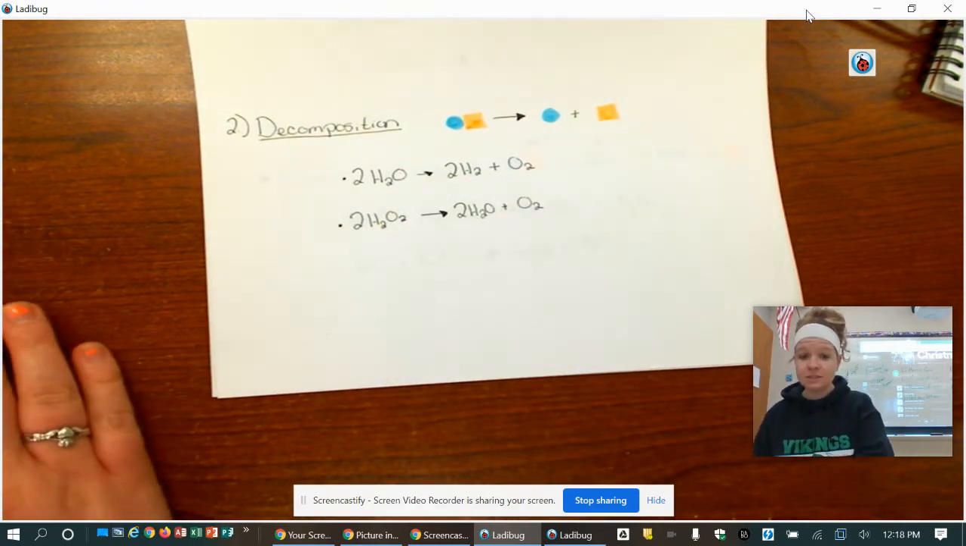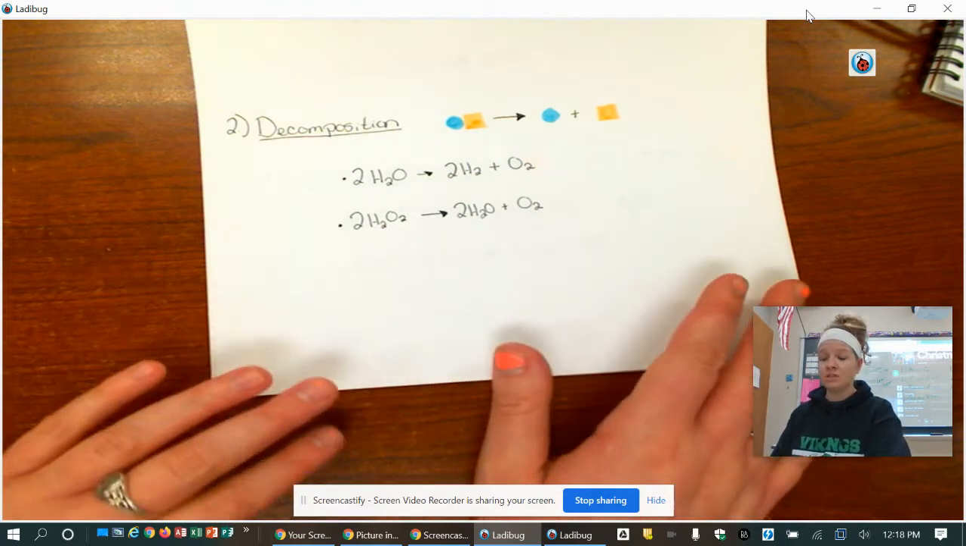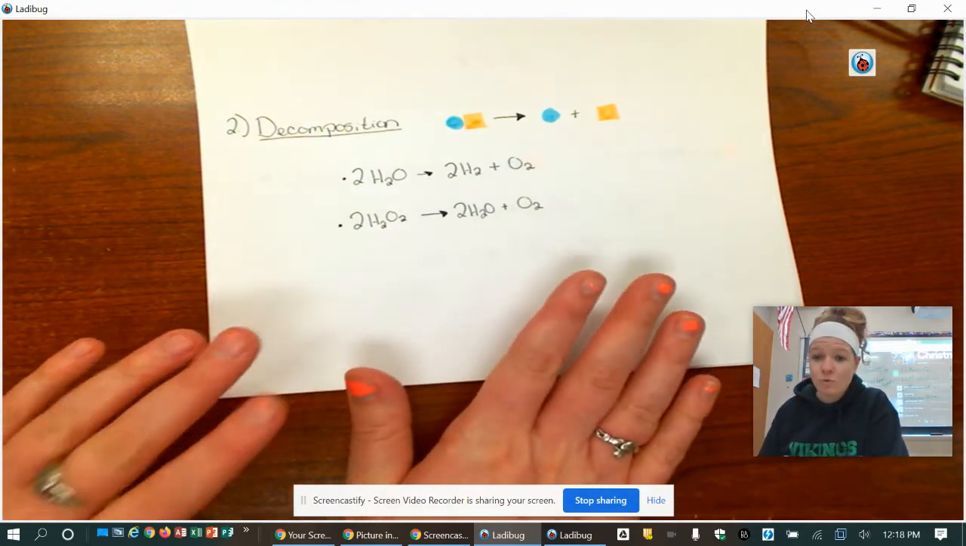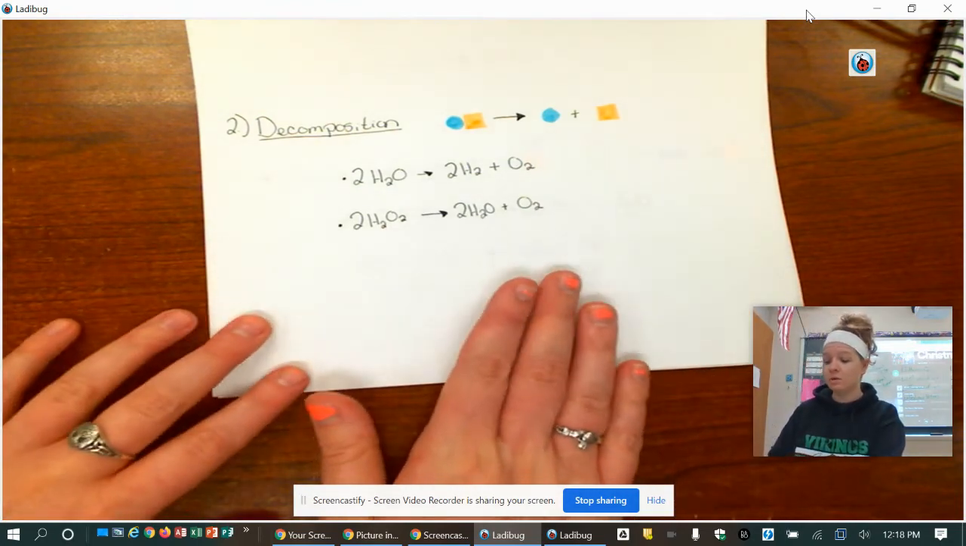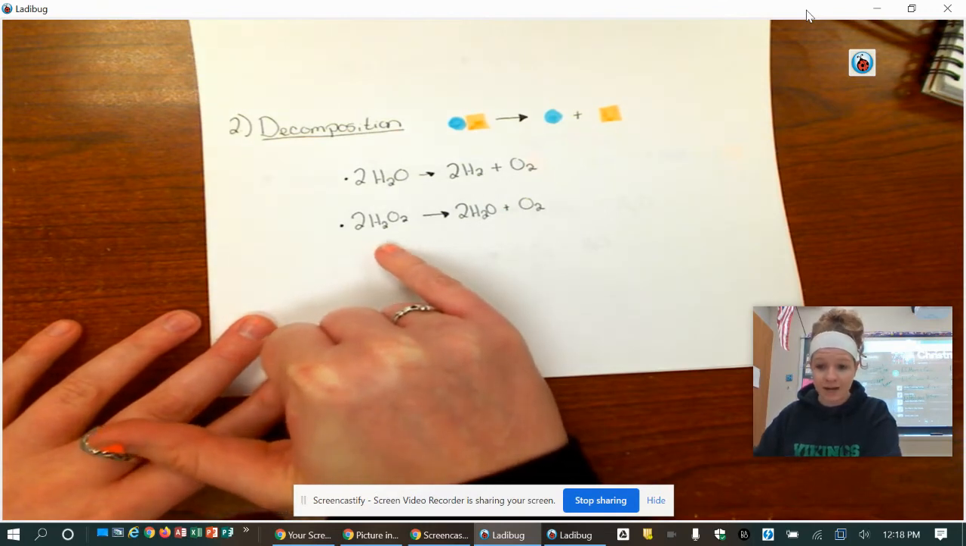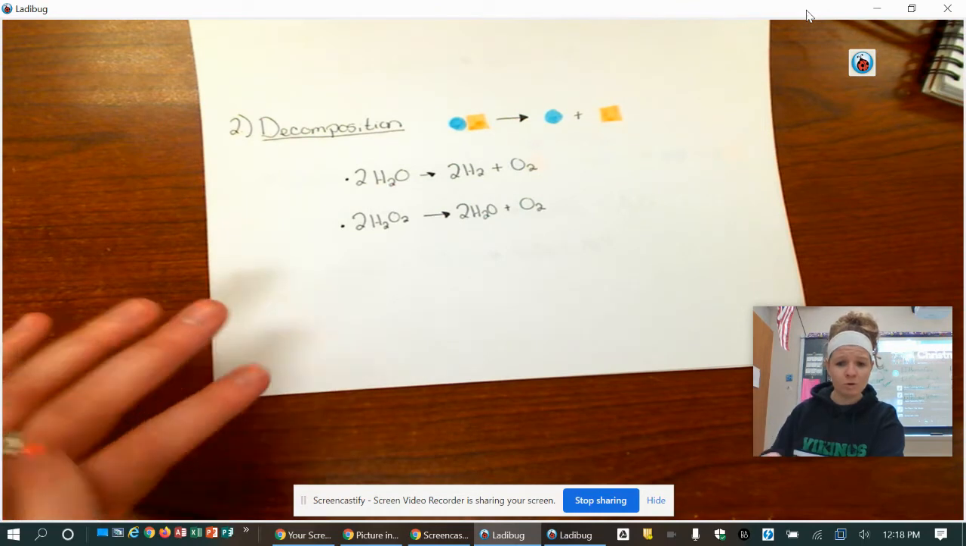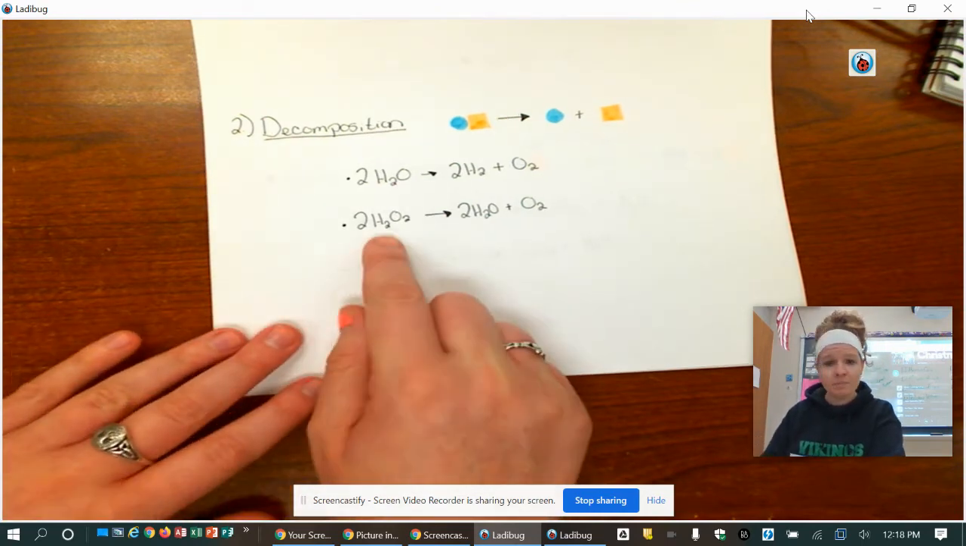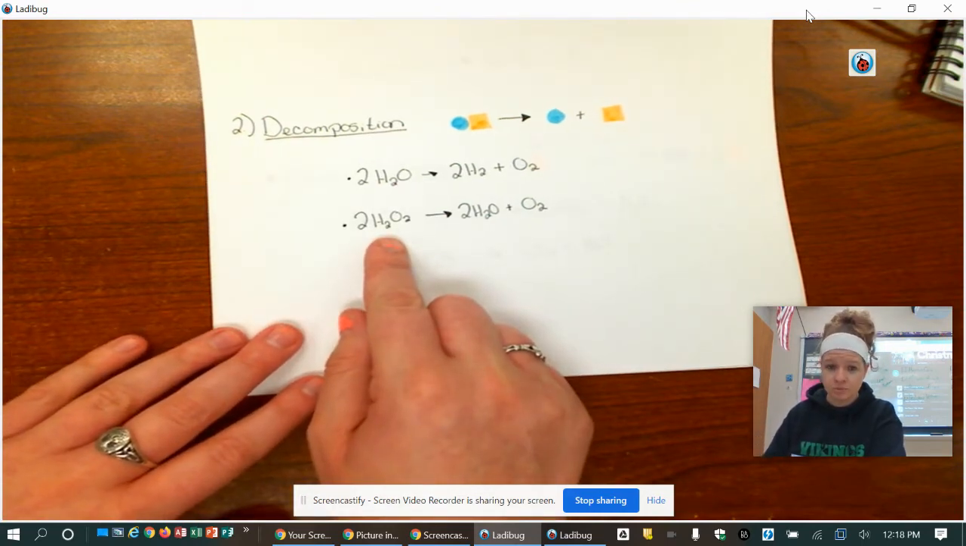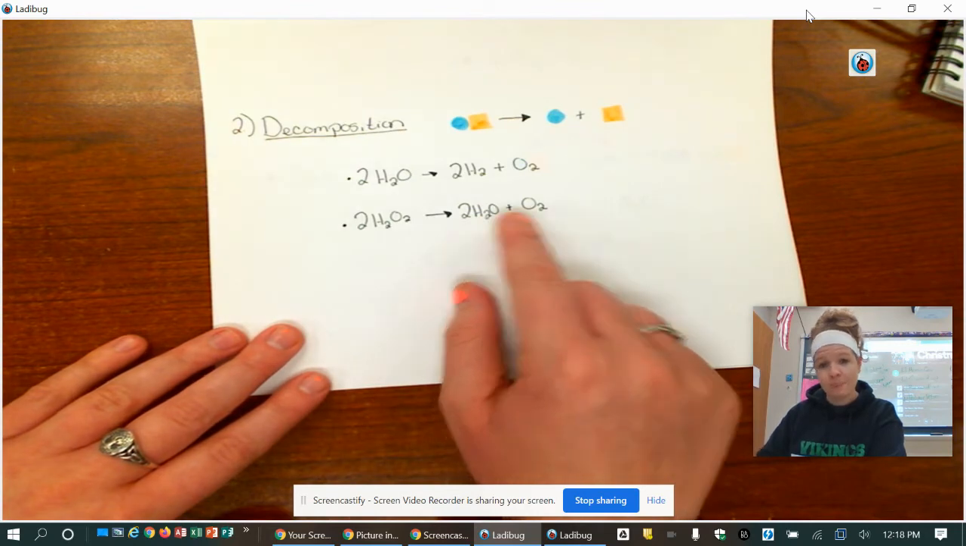Now, decomposition doesn't have to be broken down back into elements. You can decompose larger molecules like this, which is hydrogen peroxide. We talked about that in class. If you pour it over a wound, it fizzes. You can break down or decompose hydrogen peroxide back to water and O2.